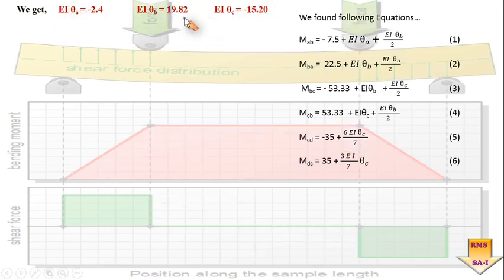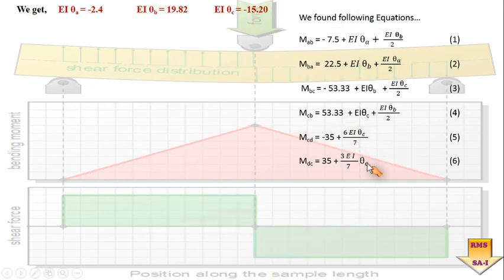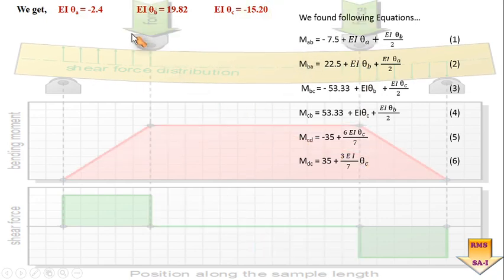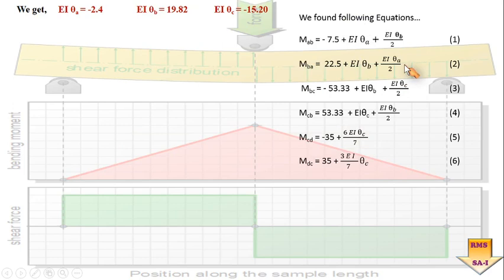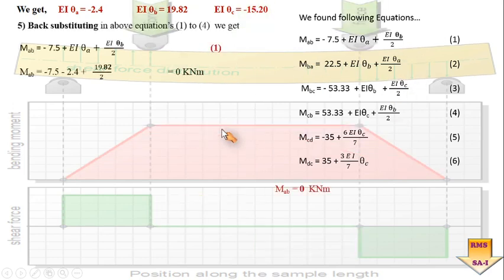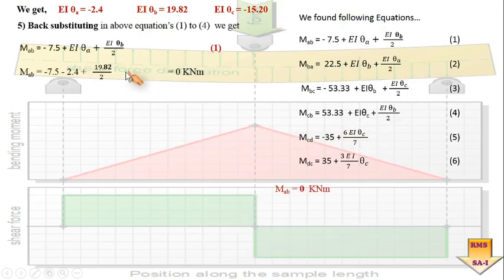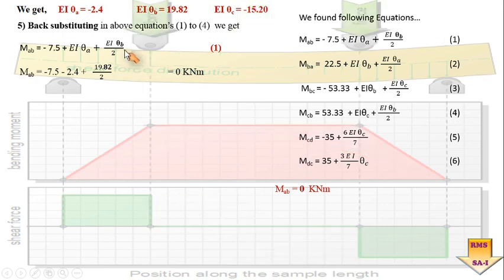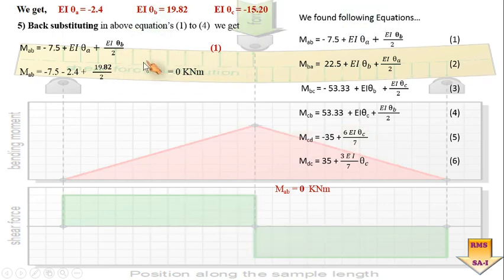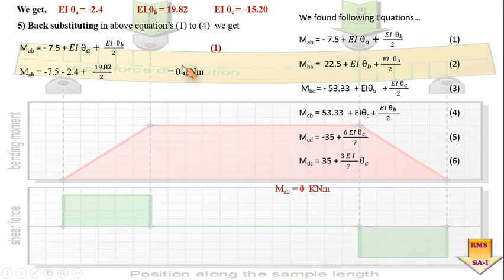So all these are the values of displacement, and all these are the prior equations which we have already found out. Now it's time to put the values of these displacements in equation number 1 to equation number 6. So take equation number 1, put the values of theta A and theta B. There it comes equal to 0, and this is valid.